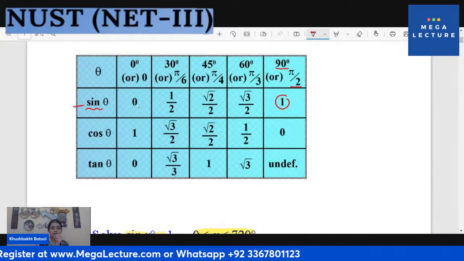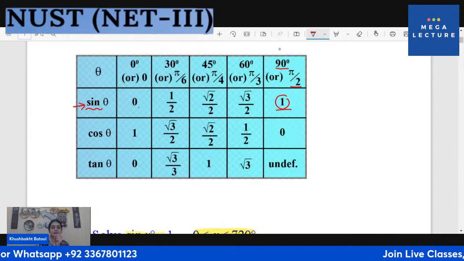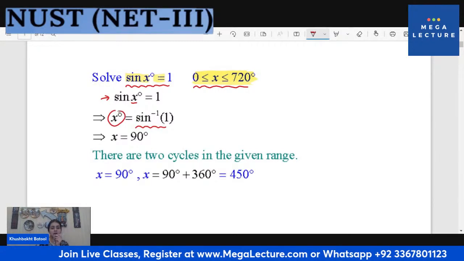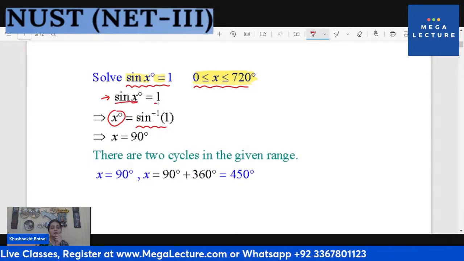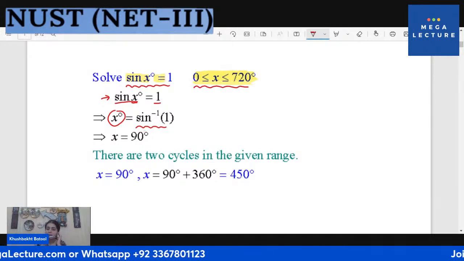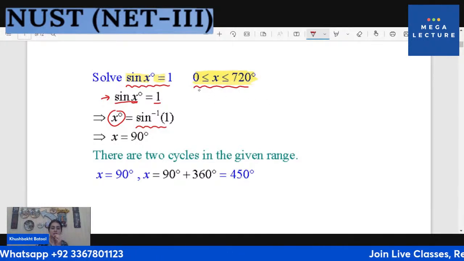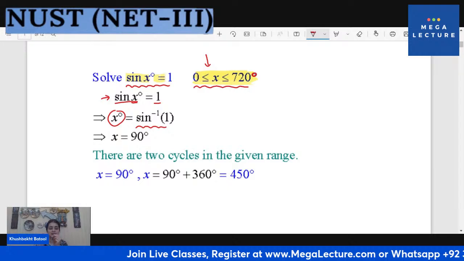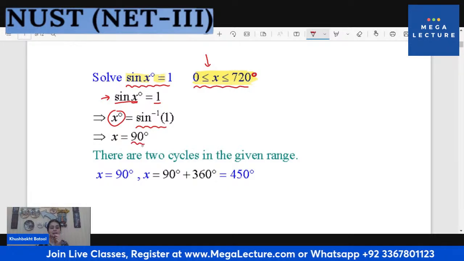Again, sine theta is 1 when theta is 90 degrees or pi by 2. So what is happening over here? You need to find the value of theta or x when this is equal to 1. For that I looked up the table, and since my range or this interval is in degrees, I need to pick the value of theta or x in degrees, and it is 90 degrees.